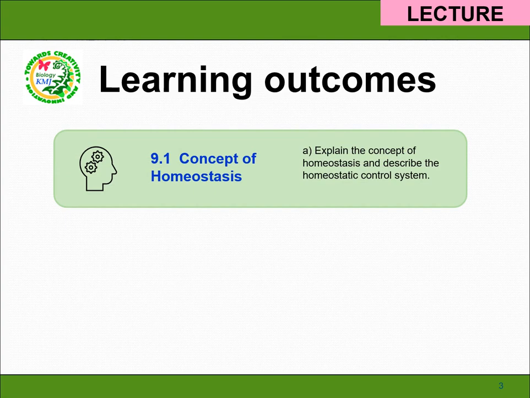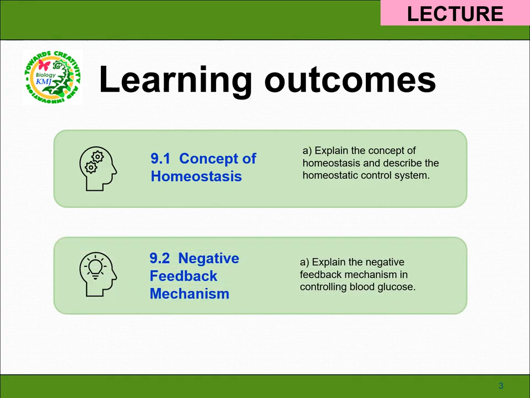So the learning outcomes for 9.1 are to explain the concept of homeostasis and describe the homeostatic control system, and for 9.2, to explain the negative feedback mechanism in controlling blood glucose.